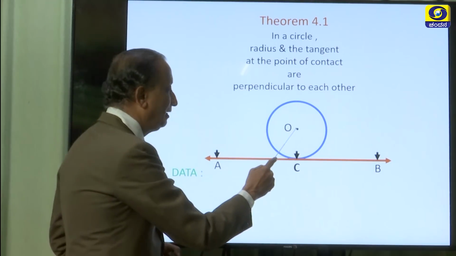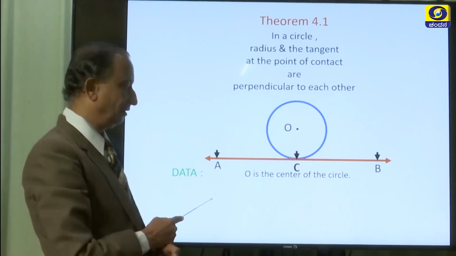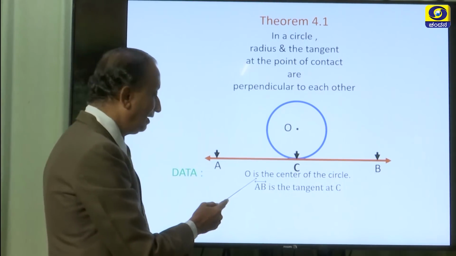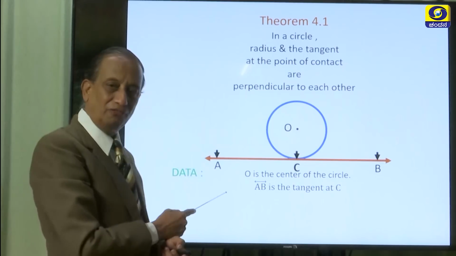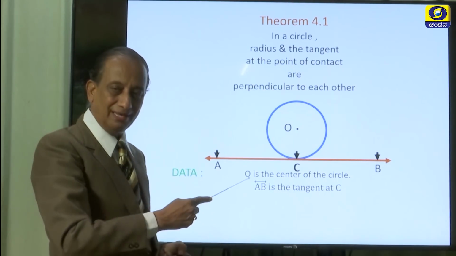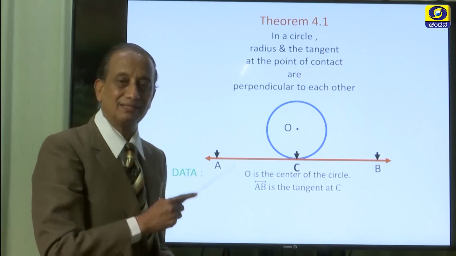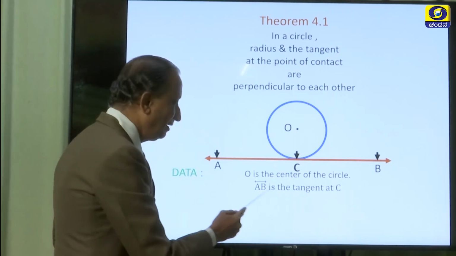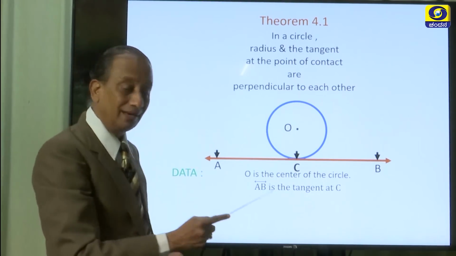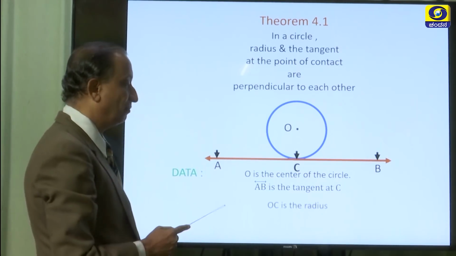So the first point is O is the center of the circle. The second point is, look, this is the symbol for straight line. So write AB on the top, you draw a line segment with 2 arrow marks on either side, read it as straight line AB. Straight line AB is the tangent where it touches at C. So C is called the point of contact.